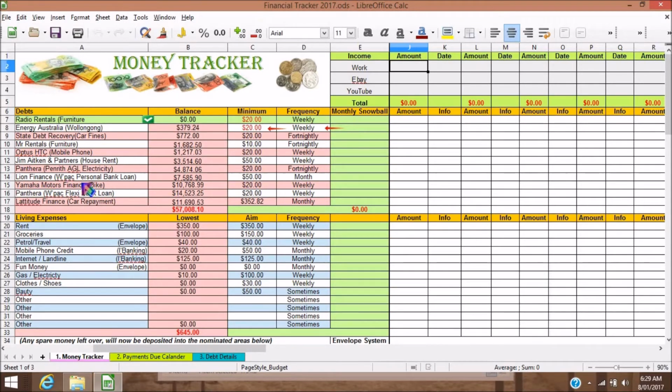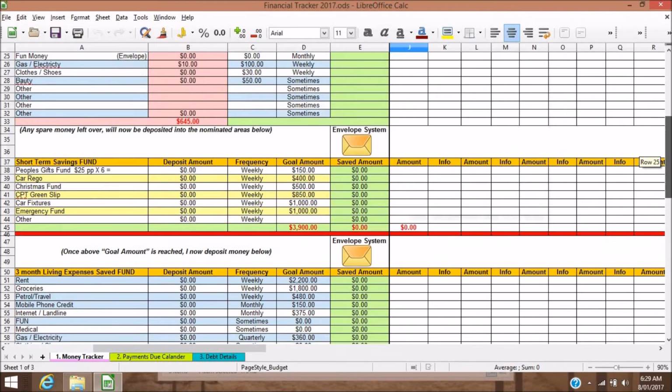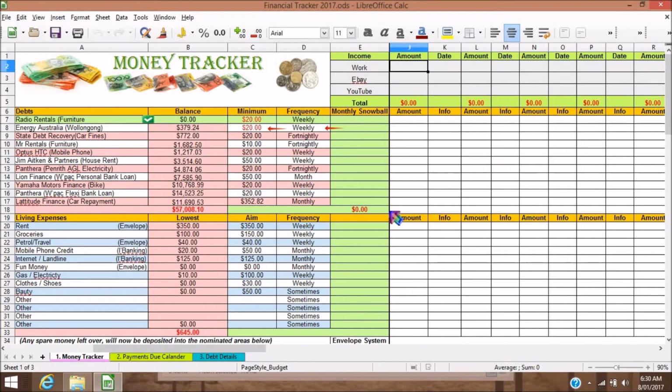This section over here is all about my debts. This section here is all about my living expenses. And below that is my short-term savings funds. And then below the red line is 2 other categories. First one is my 3 months living expenses saved fund. So that's following the Dave Ramsey philosophy of being 3 months to 6 months ahead in your living expenses. And the last category is long-term saving fund. So this would be my ultimate goal. Let's scroll back up and I'll show you how I use this.